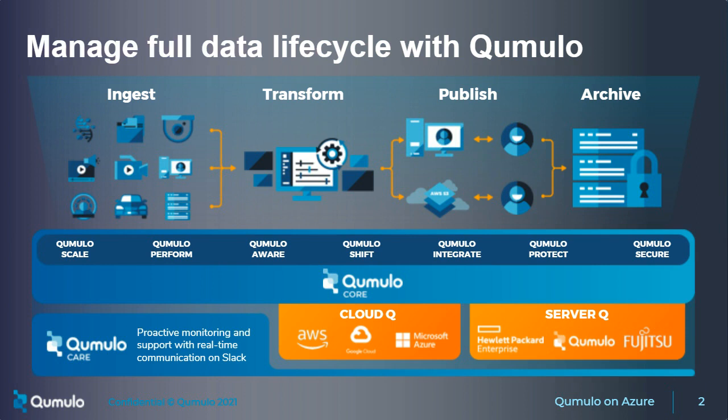Qumulo Integrate lets you build robust pipelines using our API. Qumulo Protect keeps your data safe, both at the file system level and the underlying infrastructure. And then finally, Qumulo Secure keeps your data secure by preventing unauthorized access and making sure that only the people who have access to data have the rights to do so. So that's Qumulo Core and what we provide across the entire life cycle of your data.